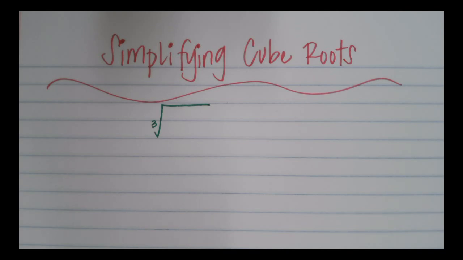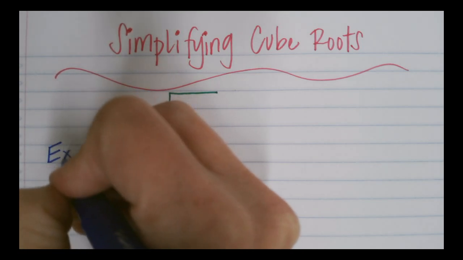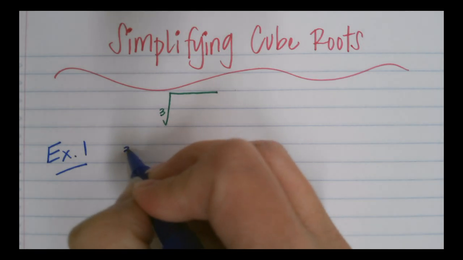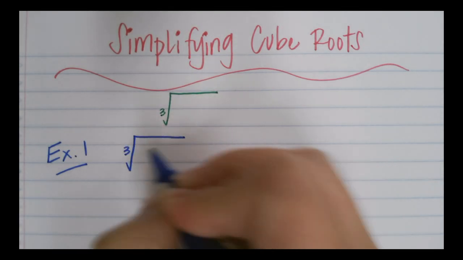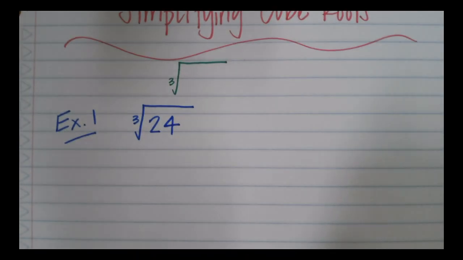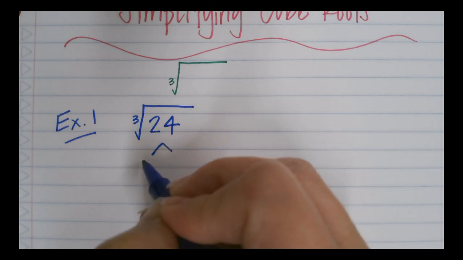If you keep in mind what happens with square roots, then cube roots are pretty easy, because the only thing that's different is that we need 3 of a kind in order to come out of the radical. So here we go, let's start off with example 1. Let's say we want the cube root of 24. Same process, so let's break this down.